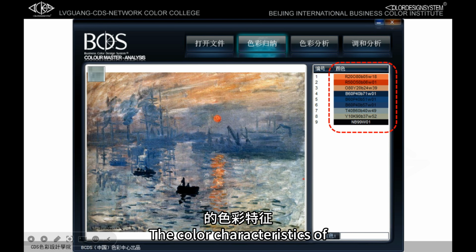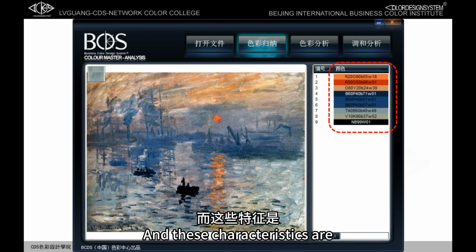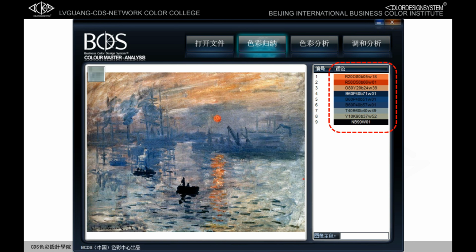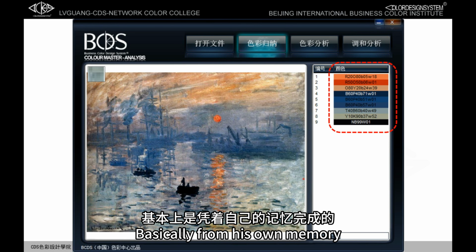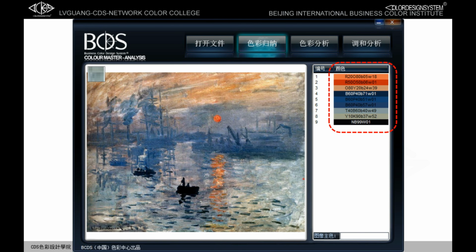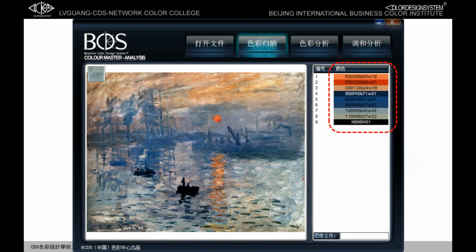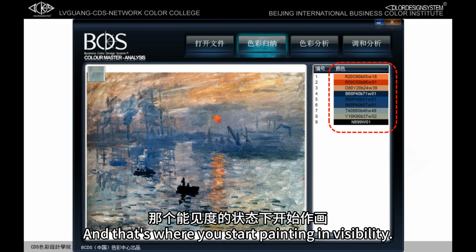The color characteristics of the painting, and these characteristics are the artist's during the sunrise impression process, basically from his own memory. This work of art, let's think back to the time of creation of this work. He must have been at dawn, and that's where he started painting.